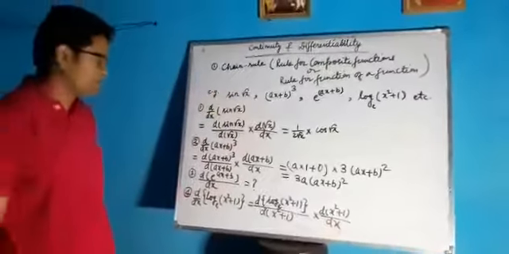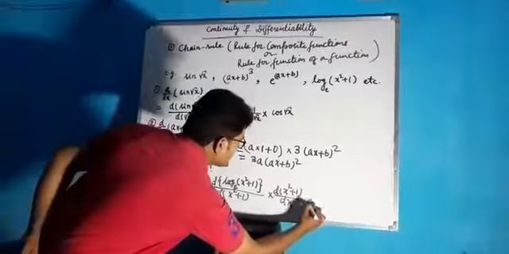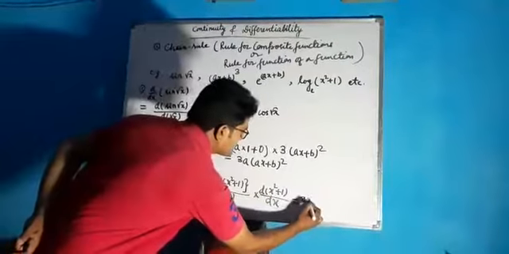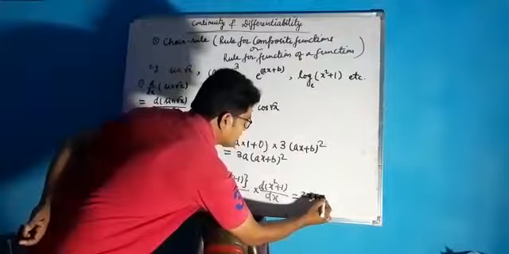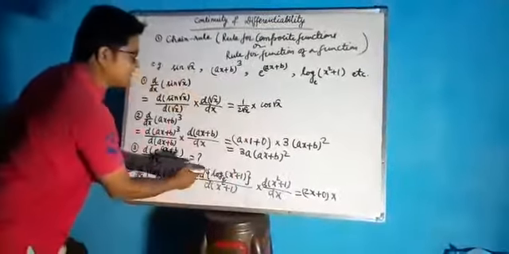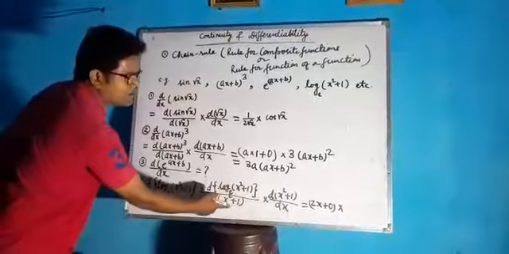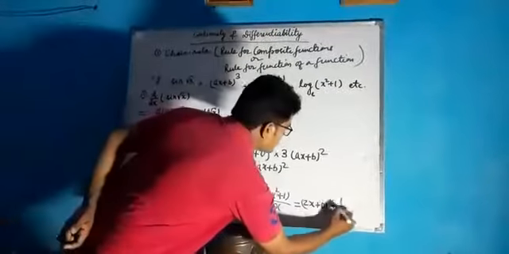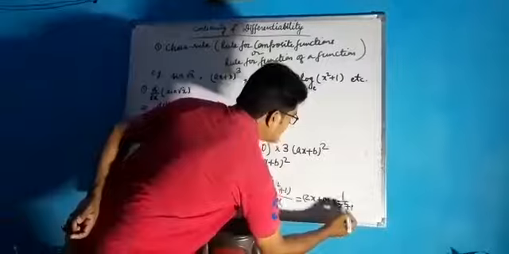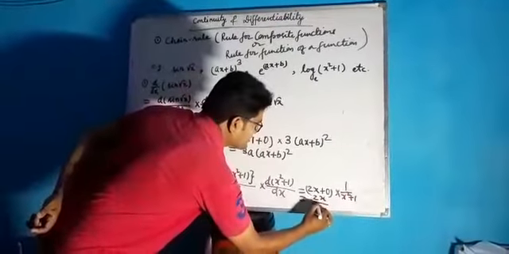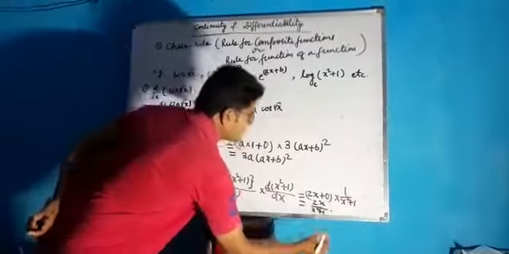Now write the result. See, first of all write the result of this small one. Derivative of x square is 2x plus derivative of 1 is 0. Now derivative of log x is 1 by x. So the same way, the same variable is here also, so its result is 1 by x square plus 1. So your result is this: 2x by x square plus 1. So this is your result.